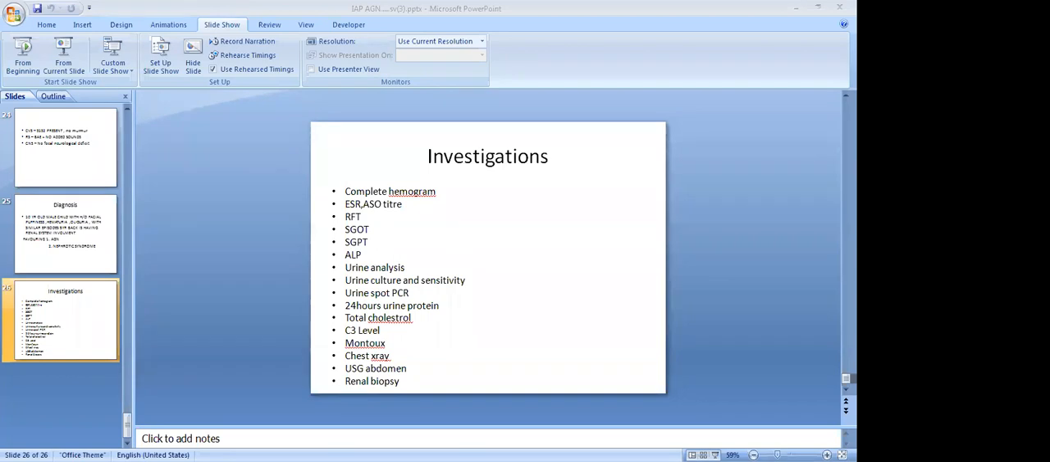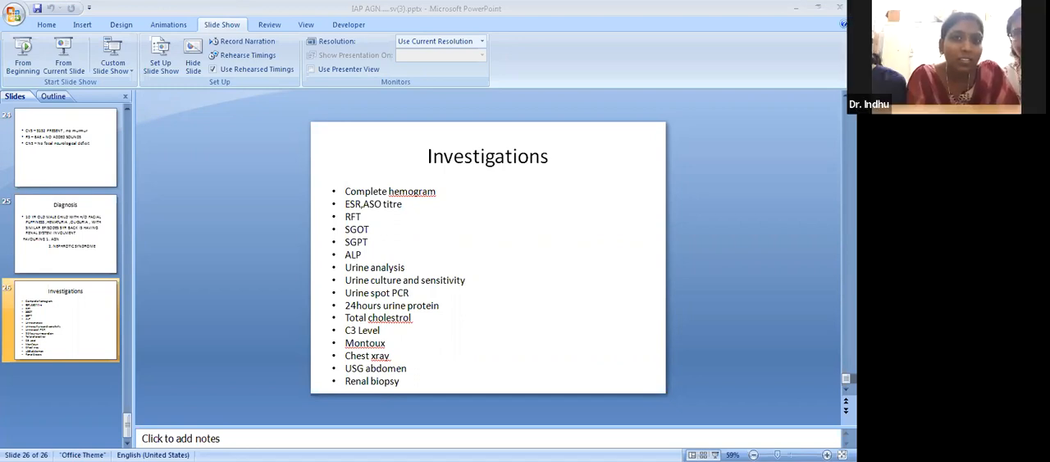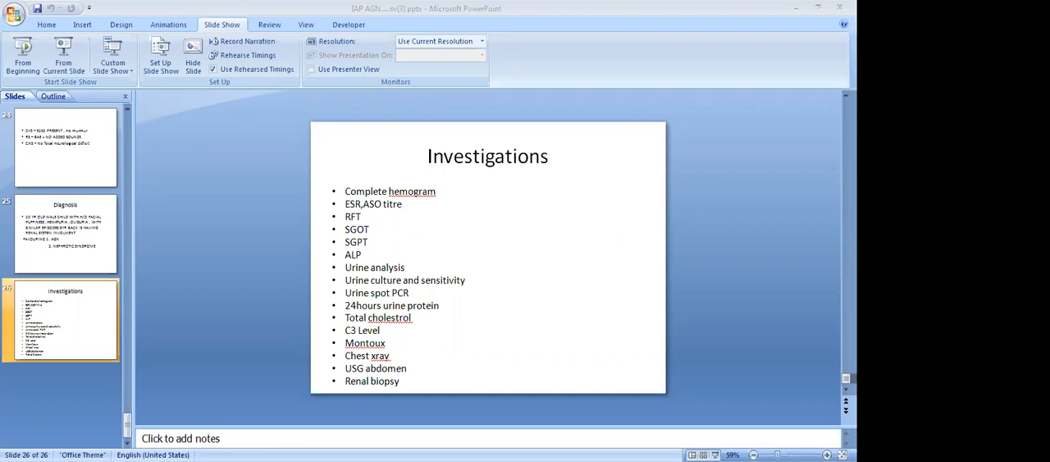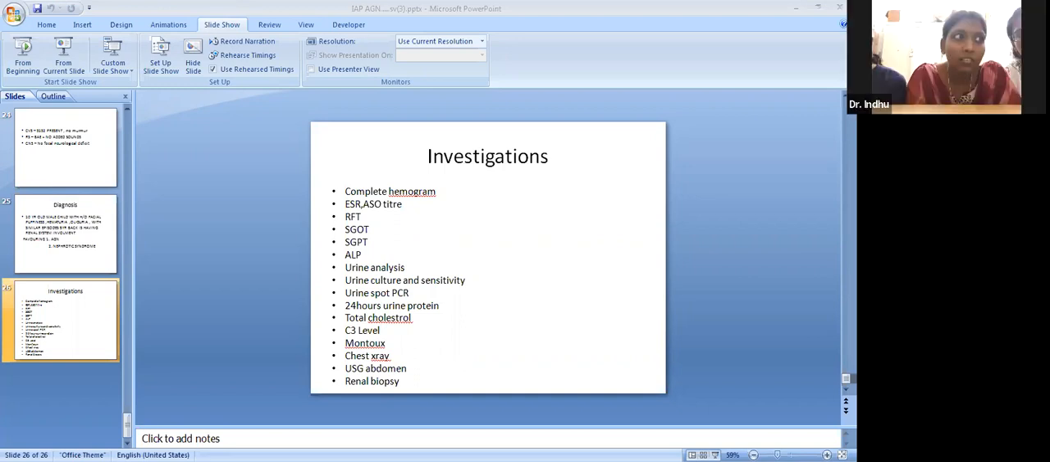You will look for increased cortical echogenicity. If the cortical echogenicity is increased, what does it suggest? Chronic medical renal disease. Okay. If you find acoustic shadow in ultrasound, what will you think? Mass, abdominal, renal.